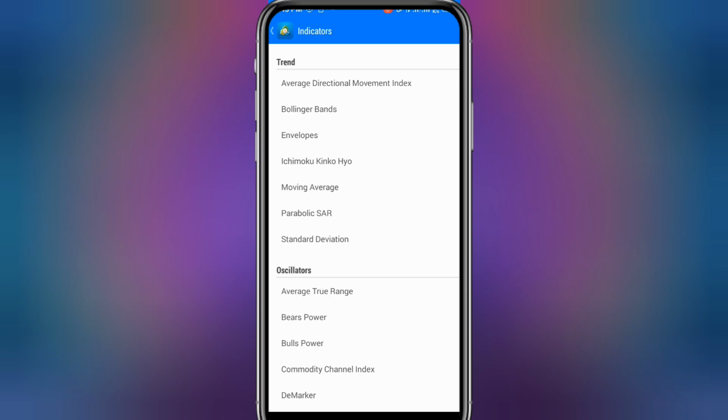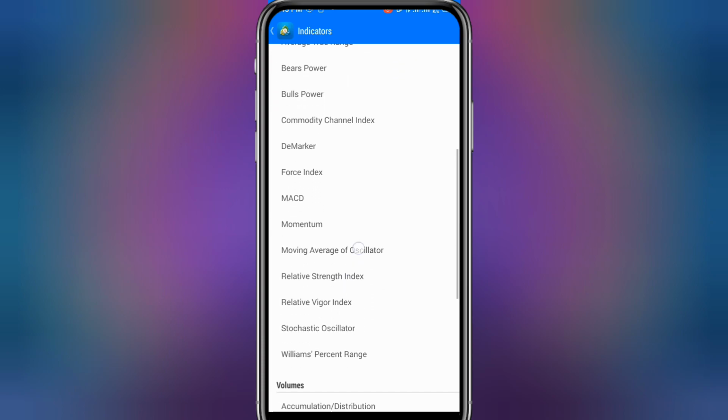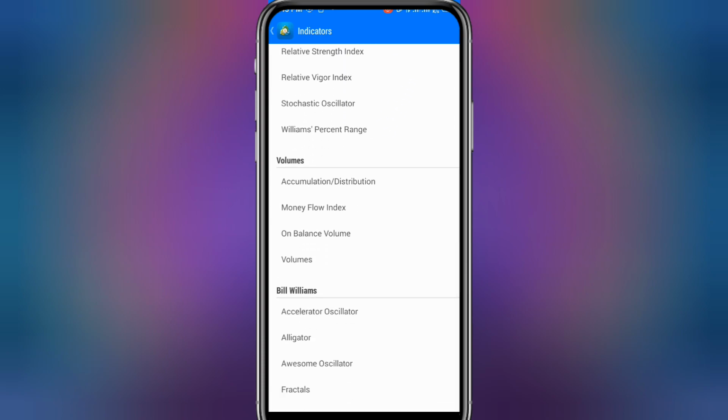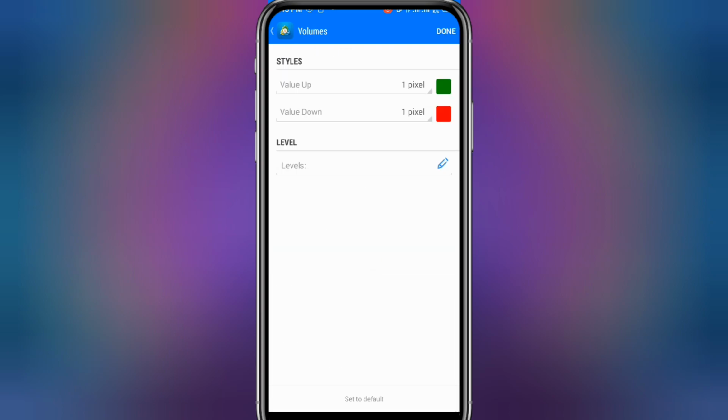What I want you to do now is look for volumes. To get volumes, first off you see trends, oscillators, and then volumes. Under the volumes indicator, look down, you see the actual volume we're using. What I want you to do is tap that. Taking a look at the settings of the volume indicator, you have to make the pixels 2. But if you're still not able to see the indicator on the chart at 2 pixels, you can increase it to 3 or 4, but I think 2 will be okay for everyone. So let's hit 2 and done.